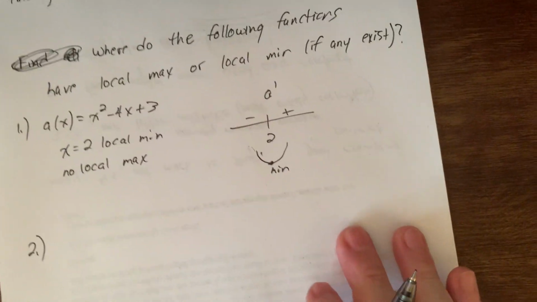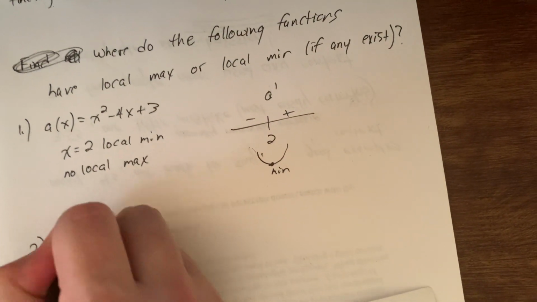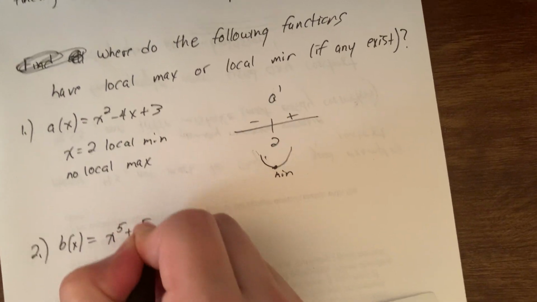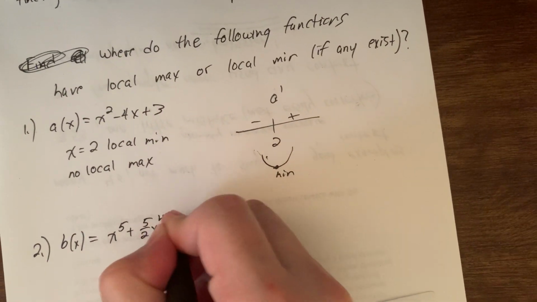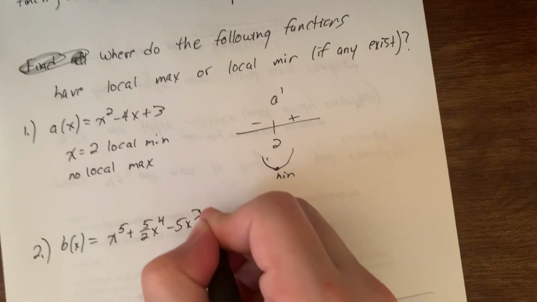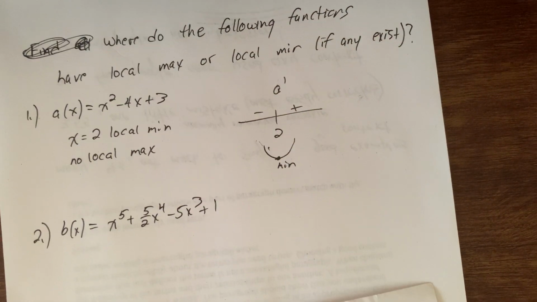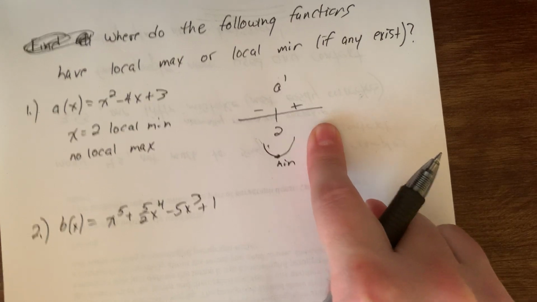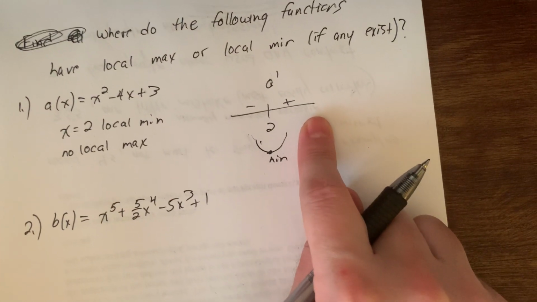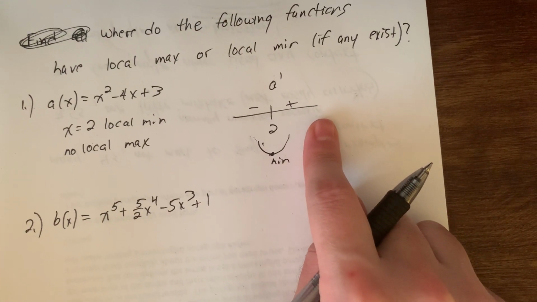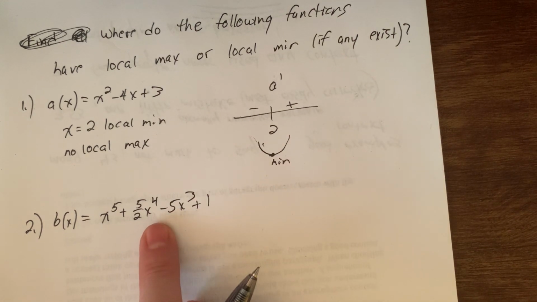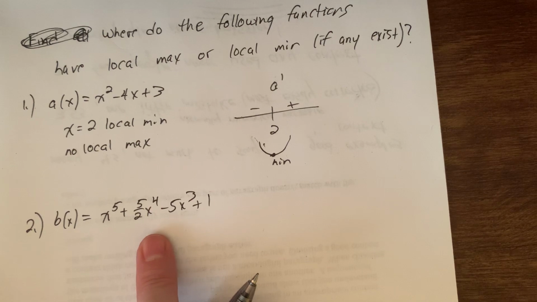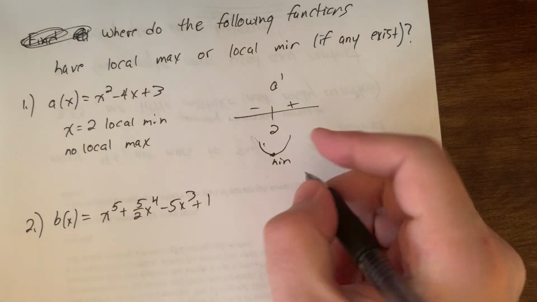Let's get to number 2. Number 2 was b of x, x to the 5th, plus 5 halves x to the 4th, minus 5x cubed, plus 1. And same thing, everybody. I'd have to get to the test interval. So I'm not trying to cheat here. I just try and establish it's the same work. Being asked, where's this function increasing or decreasing? Being asked about the local extremes, you're really doing the same work.